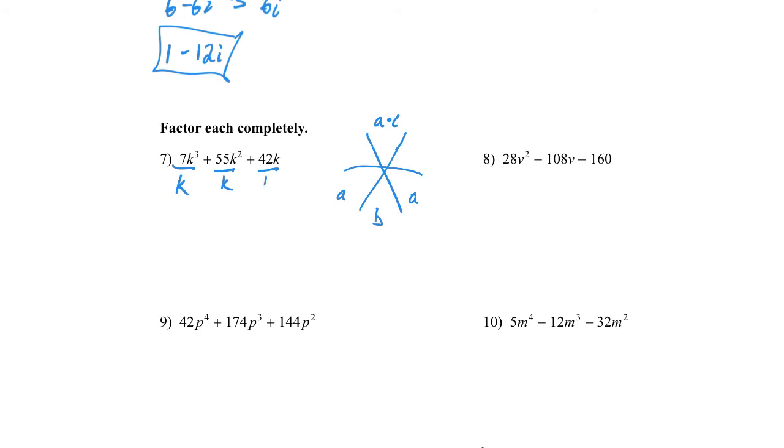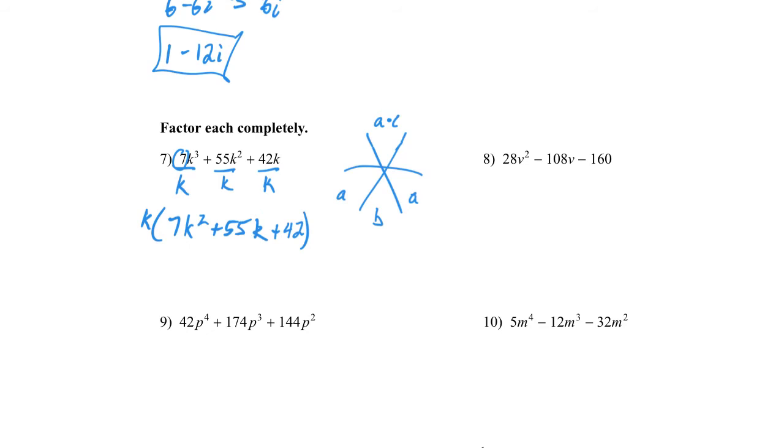In this case, you can take out a k. Can't take out any numbers, but we can take out a k. I can't take a number because the first one's a 7. You can't divide 55 by 7, so you can't divide all. You can't do any of them. So we're going to have 7k squared because those exponents get reduced. 55k and then 42.